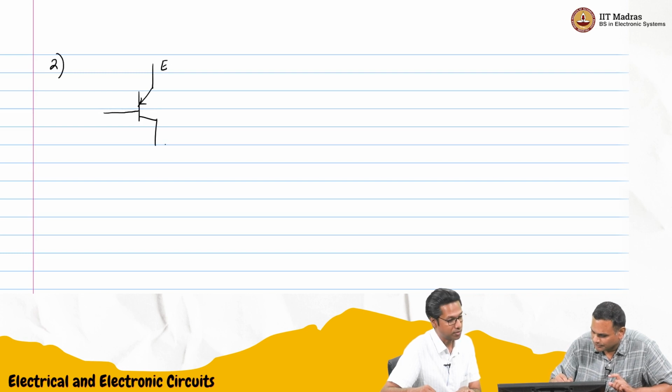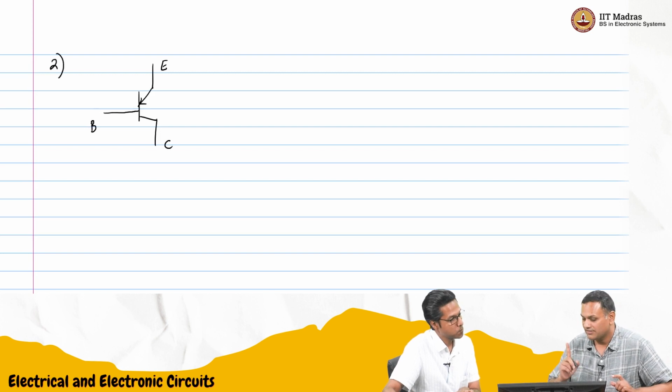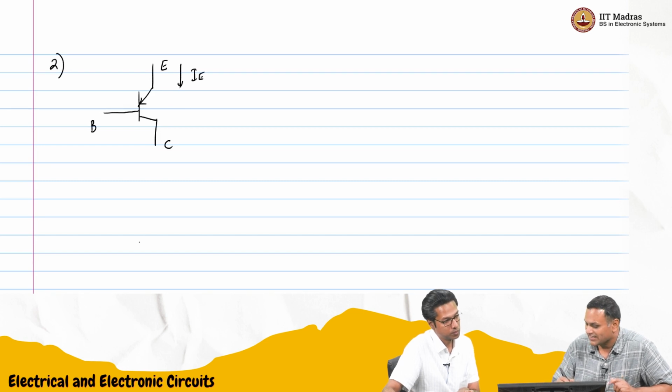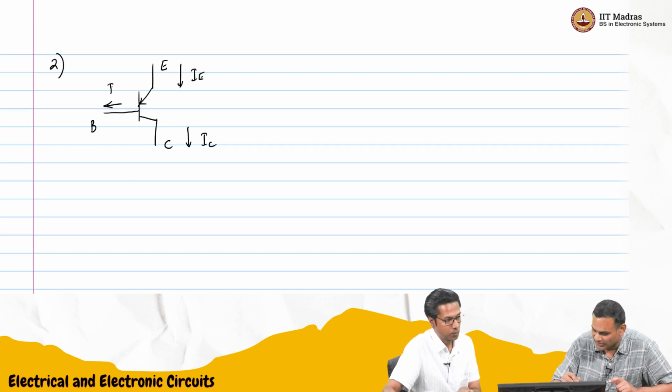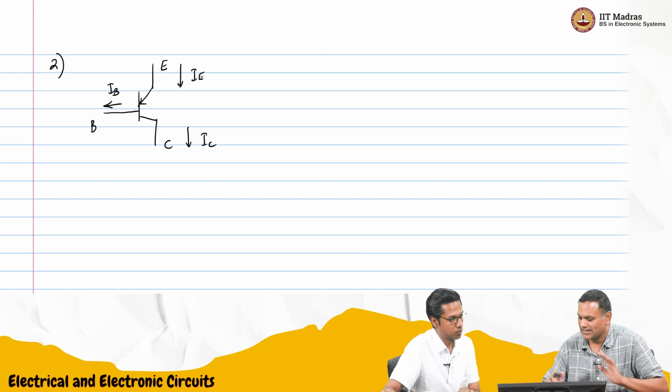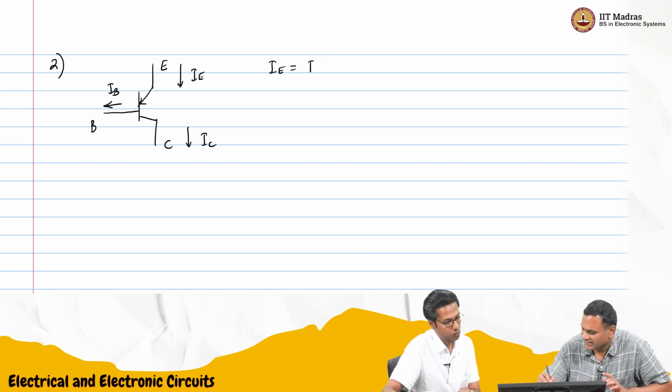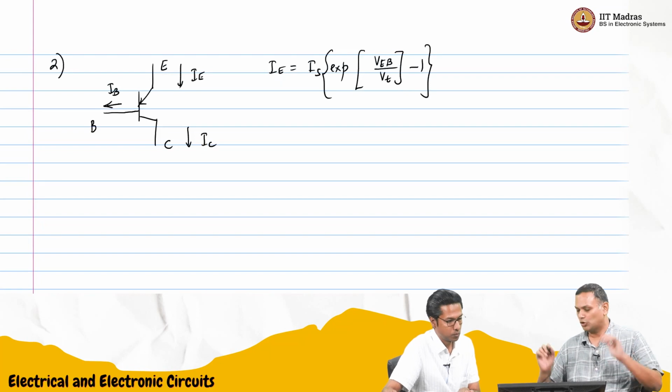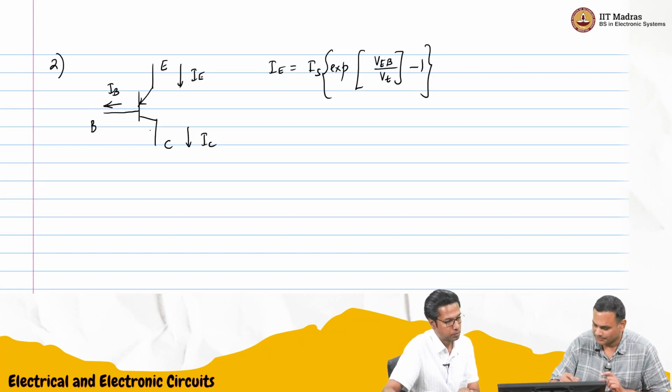So what I will do, just for students' reference, is show the direction of the current for the PNP transistor, because that is slightly different. IE flows into the emitter from outside. Collector current flows outside like this, and base current also flows outside. So exactly opposite. And the equation is IE is IS exponential VEB by VT minus 1. So this is just for the students' reference.